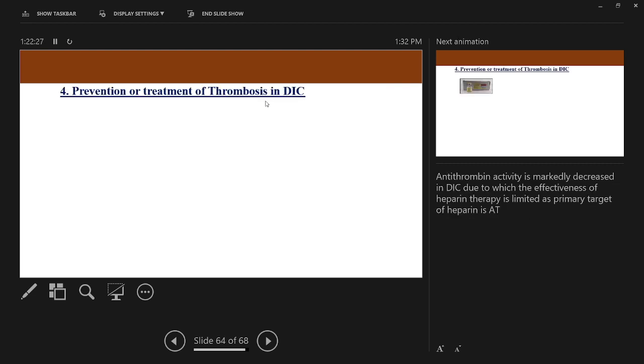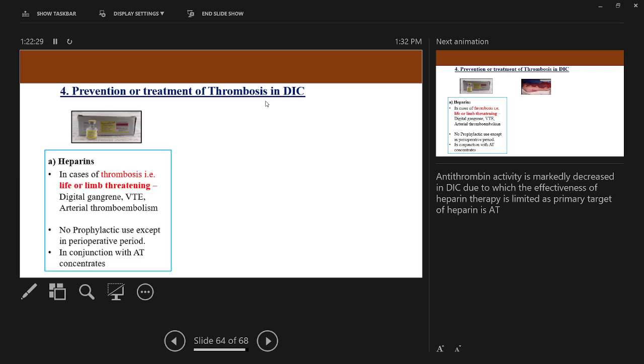So for prevention or treatment of thrombosis in DIC, we can use heparins, and it can only be used in case of life or limb threatening thrombosis, which is usually digital gangrene, venous thromboembolism, arterial thromboembolism. Prophylactic use of heparin should not be given routinely. It can only be given in the perioperative period. Also, in patients with DIC, there are decreased levels of antithrombin. Heparins act basically with the help of antithrombins, so along with heparins, if you give antithrombin concentrates also, it increases the response.